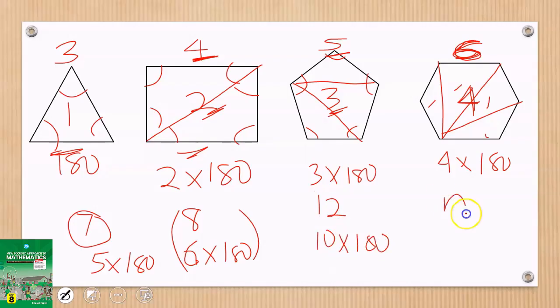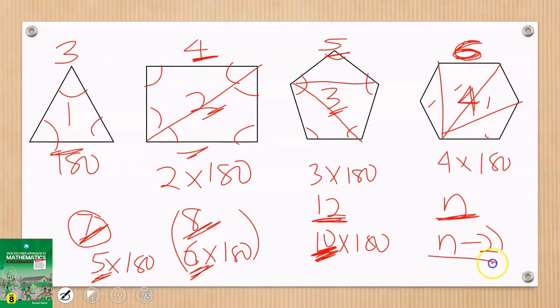So if I have n number of sides, then I can say the n number of sides minus 2, because in each case, whatever size I have minus 2 will give me the number over here. Here minus 2 will give me the number over here. Here minus 2 will give me the number over here. So if it is n number of sides, there's going to be n minus 2 times 180 that will give me the sum of the interior angles of the n number of sides.